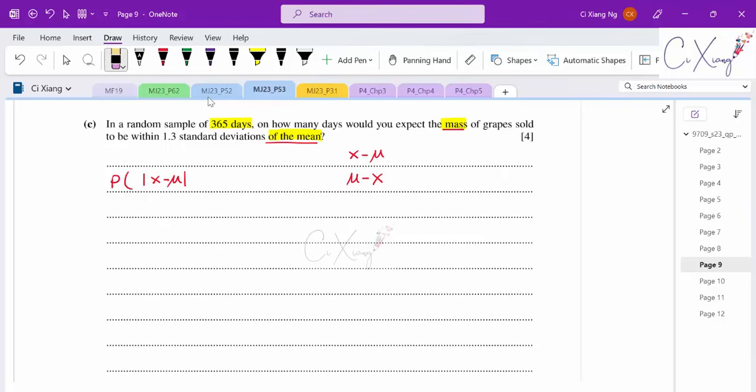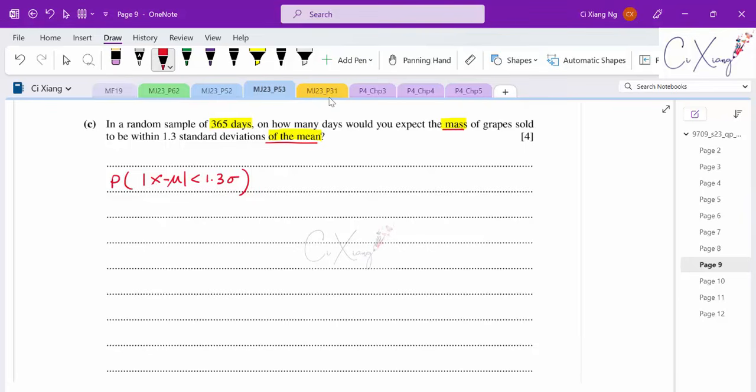Okay, because from the meaning of this sentence, it can have two meanings: the value x minus mu is less than 1.3 standard deviations, and another one, mu minus x is also less than 1.3 standard deviations. So usually when we do the calculation for this kind of question, you put a modulus on x minus mu, which means it can be two directions, x minus mu or mu minus x. Then within means smaller. 1.3 standard deviations means 1.3 sigma.